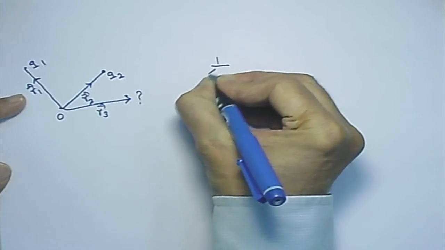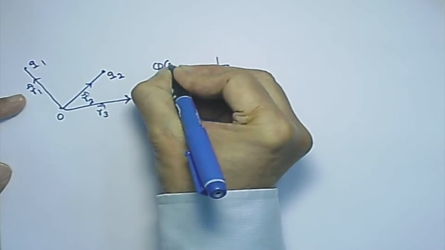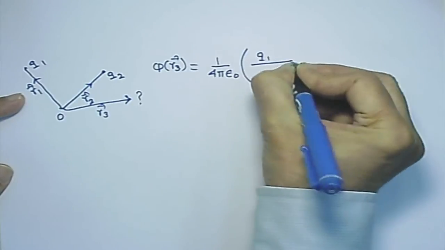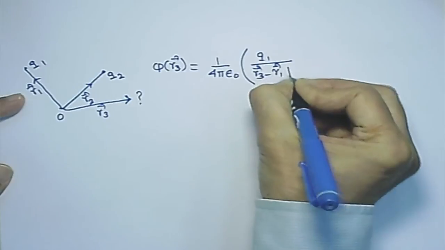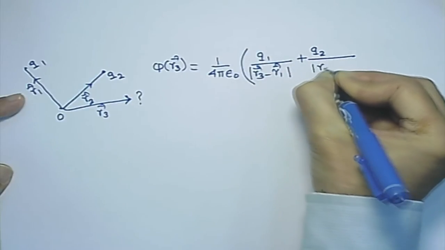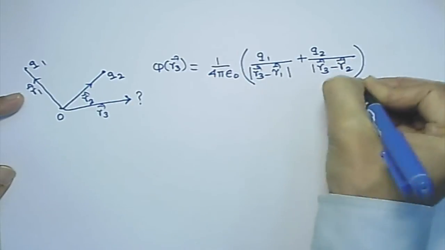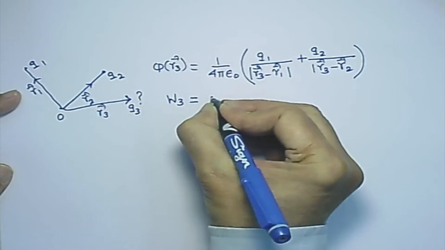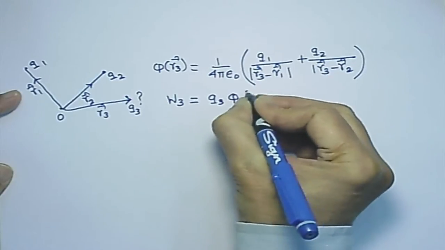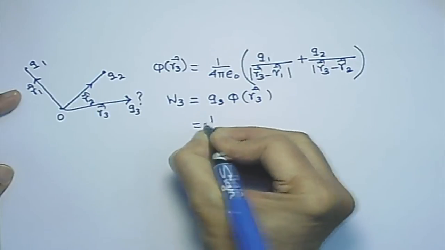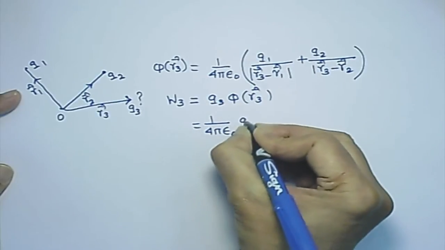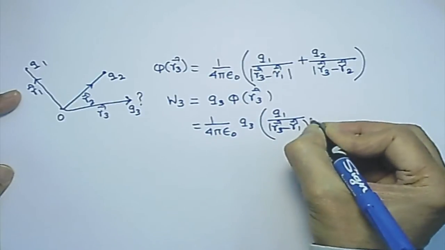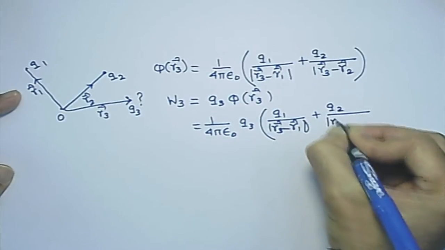So what I do is I will say, look, what is the potential? My potential due to two charges, phi at the position r3, is 1 over 4 pi epsilon 0, due to q1 it is r3 minus r1, due to q2 it is r3 minus r2. So if I now put a charge q3 here, the work that will need to be done will be phi times q3. So this is simply 1 over 4 pi epsilon 0 q3 times q1 by r3 minus r1 plus q2 by r3 minus r2.